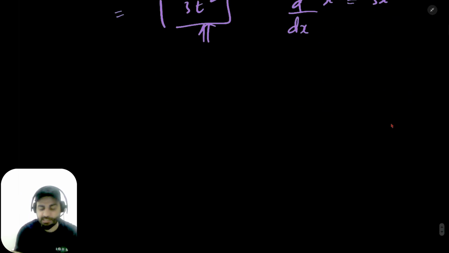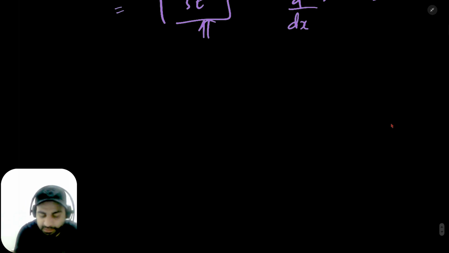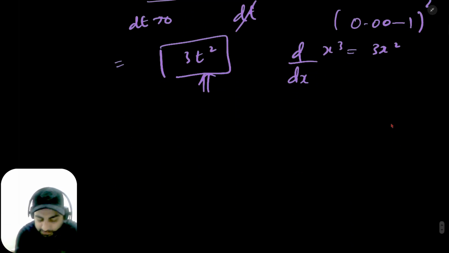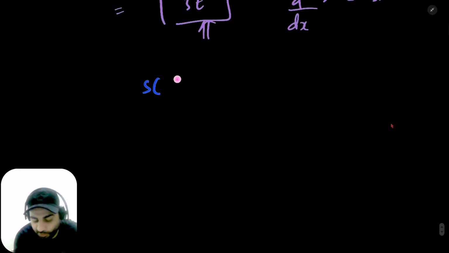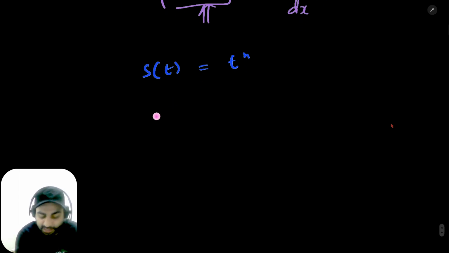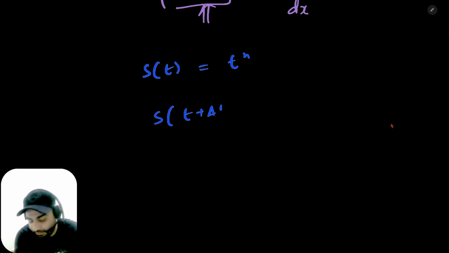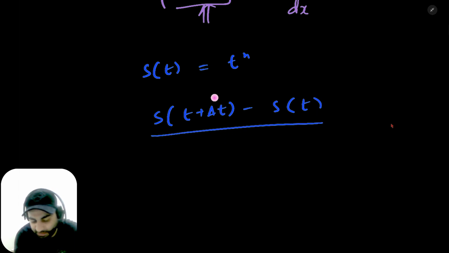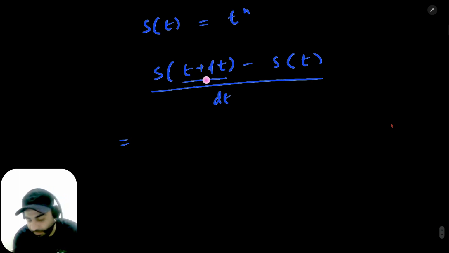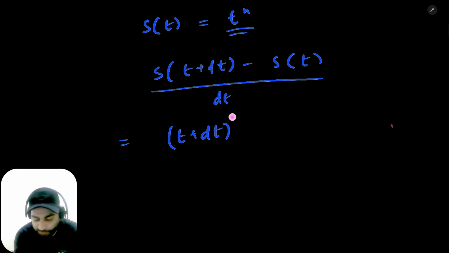Now I want to generalize this formula. For that I need you guys to know the binomial theorem a bit. Let's suppose s of t is represented by t raised to power n. So I can write s of t plus delta t minus s of t divided by change in t, let's suppose this is dt. This can now be represented as t plus dt to the power n minus t to the power n divided by dt.